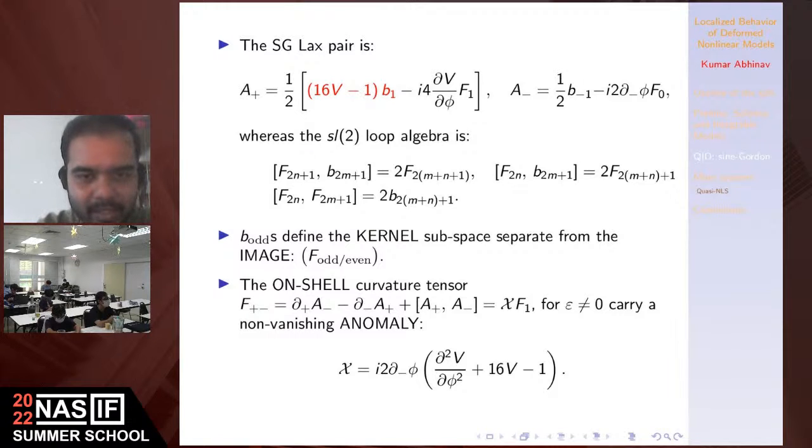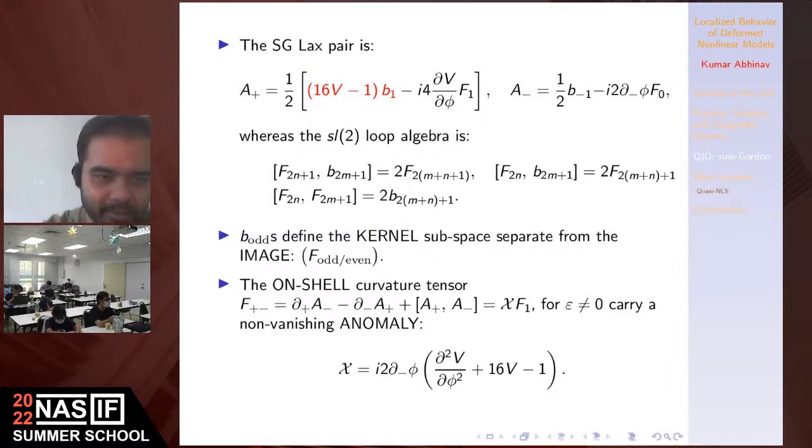How? The SL2 loop algebra, which is characteristic of this sine-Gordon equation, satisfies this commutation relation. These three commutators are non-zero, others are zero. So you can automatically see that this B operator maps F odd operators to F even operators. You can see 2n plus 1 is odd, then 2 in bracket m plus n plus 1 is even. M and n are integers. So the B operator maps F odd and F even to each other.